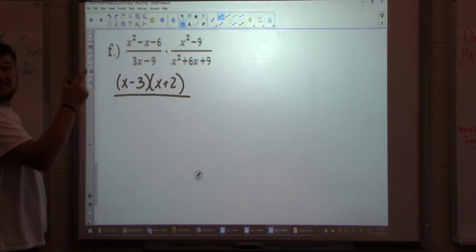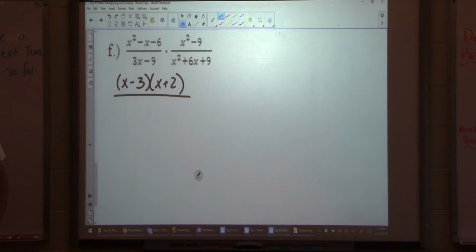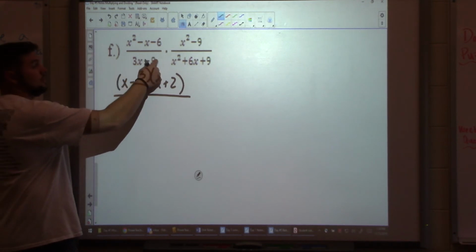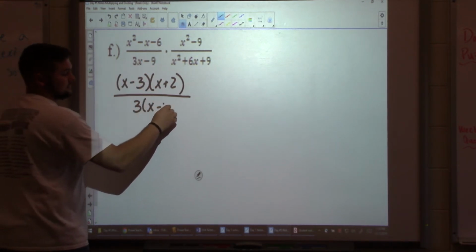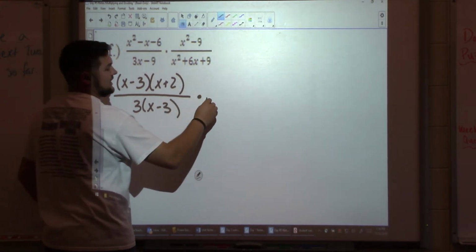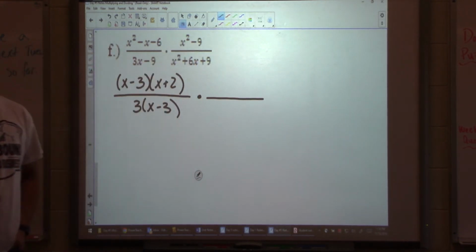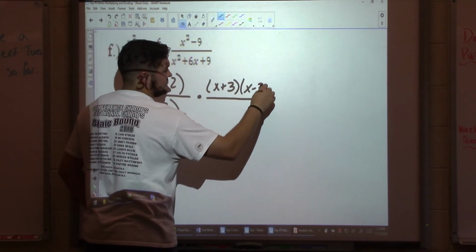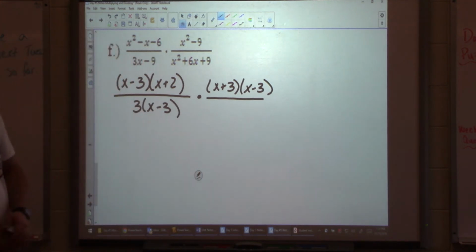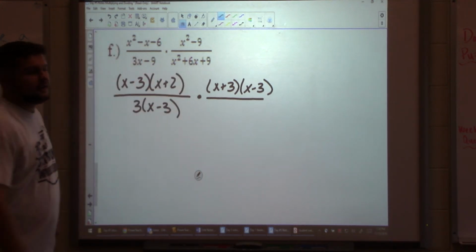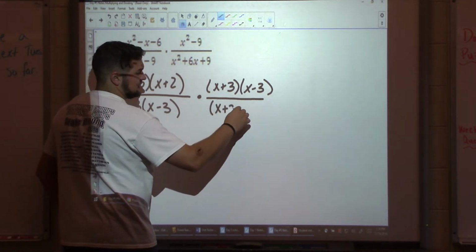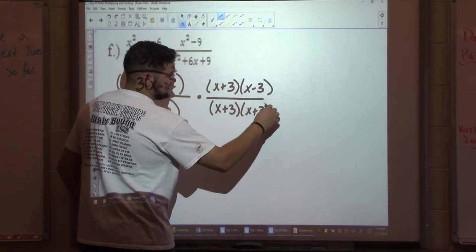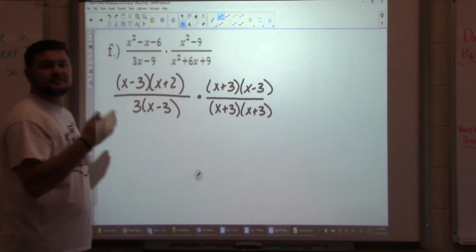Over my denominator, what do I do to that? Take out a greatest common factor, right? Take a 3 out of both. 3 times x minus 3. My numerator over here is what we call a what? Difference of perfect squares, or difference of squares. I get x plus 3, x minus 3. All right, and then lastly, my denominator over here, I factor to x plus 3, x plus 3. What multiplies to 9, adds to 6. Right?